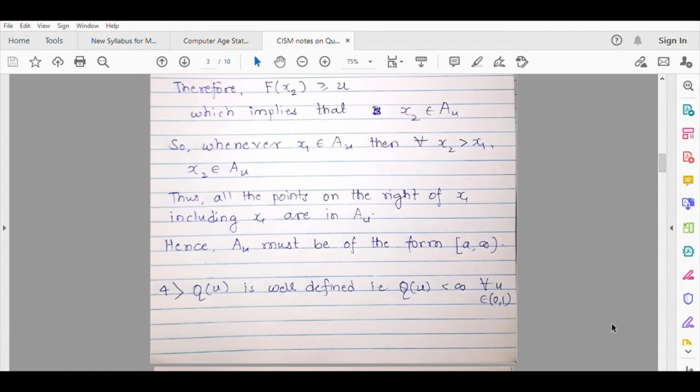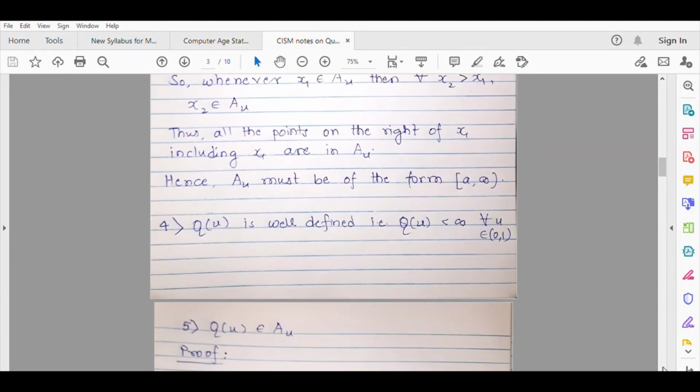Now the next property, which we are not going to prove because it is very trivial, is that QU, the quantile function, is well defined, and it always takes finite values. It will be really interesting to see why it takes finite values. In fact, I would like you to spend some time thinking why QU should always be finite. What makes QU take finite values only? Why can't it take values on the extended real line? Don't worry, the answer will be clear to you in a couple of minutes.